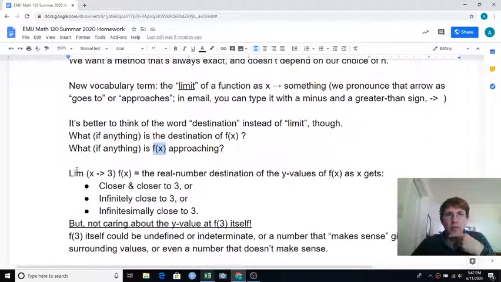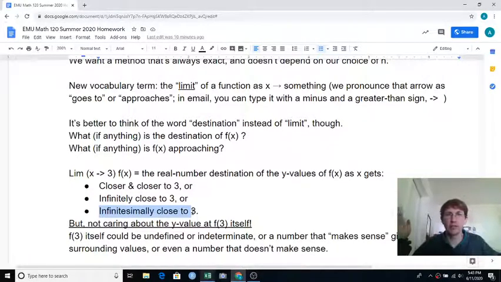So as an example, if we say what's the limit as x goes to 3 of f of x, that's asking for what real number is a destination. I mean real number like rational number, irrational number. Real number includes rational or irrational. So what's the real number destination of those y values of the function as x gets closer and closer to 3, you could say, or you could say infinitely close to 3, or infinitesimally close to 3.